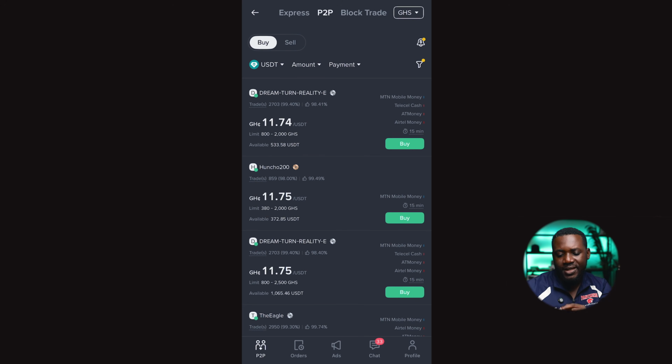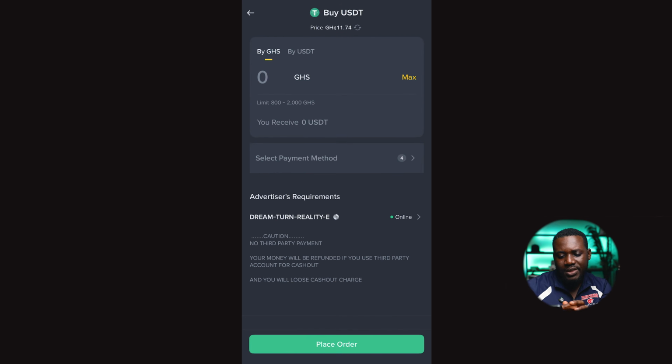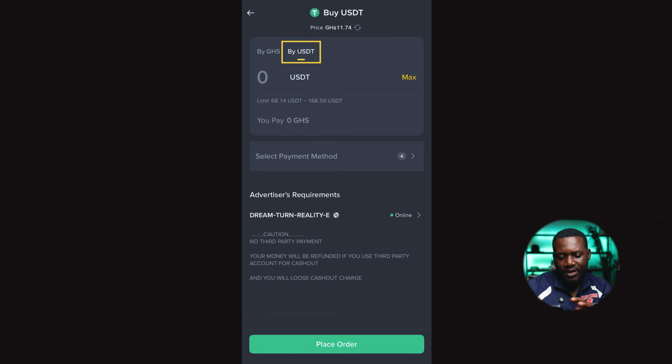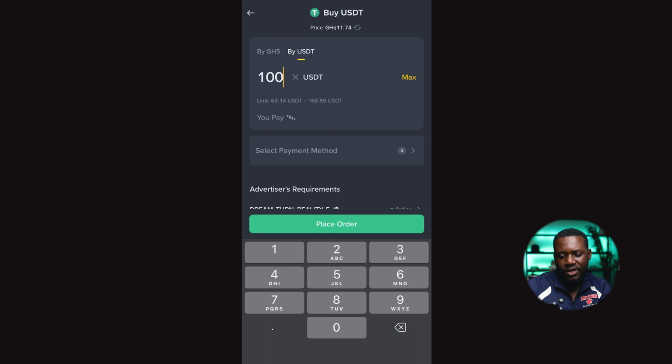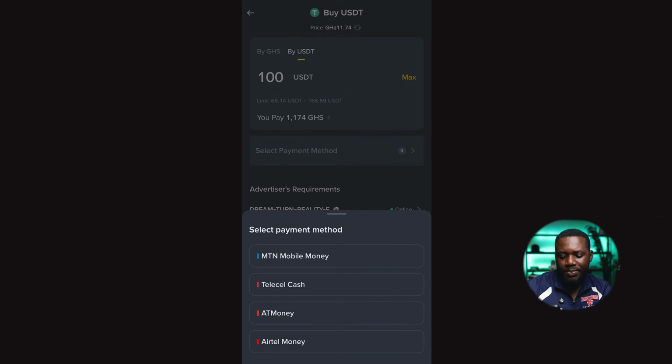Now I'm going to select this first guy who has posted 11.74. That is the rate the person is willing to sell to me. So I'm going to tap on buy. Then over here, I'm going to select buy USDT, then input how much I'm willing to buy. So I want 100 USDT. This person is willing to sell 100 USDT to me at 1,174 Ghana cedis. Of course, you can see the price the person is willing to sell 1 USDT, which is 11.74. Now I'm going to select the payment method.